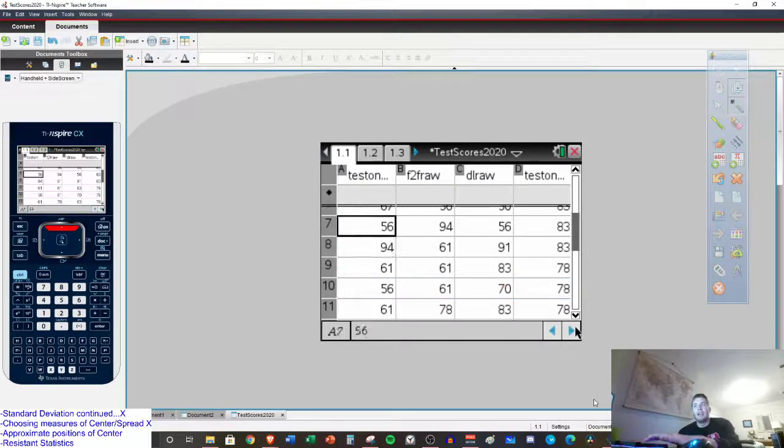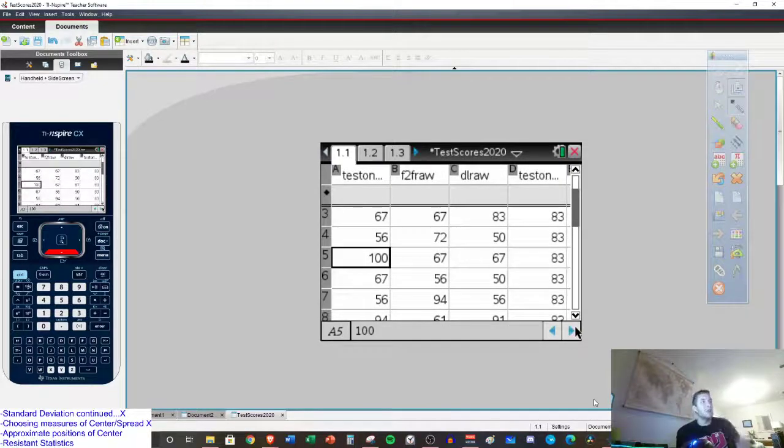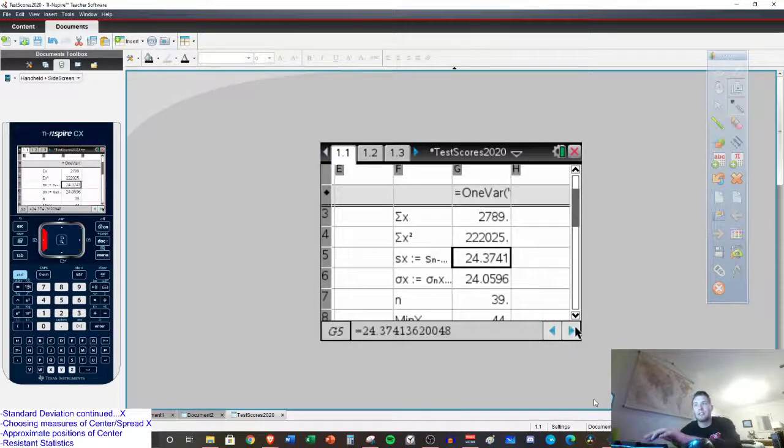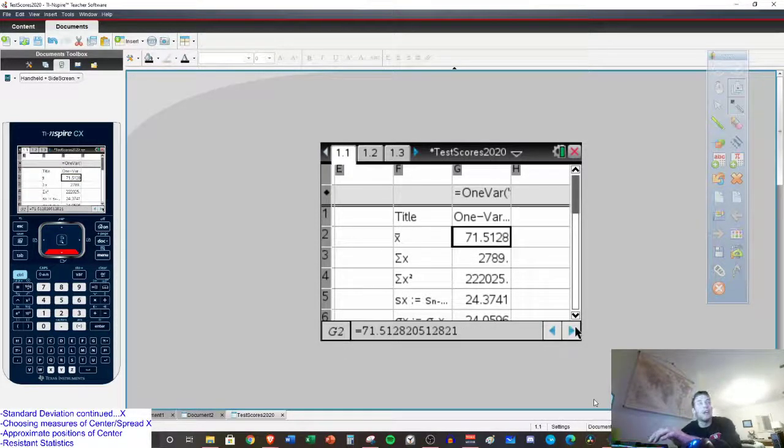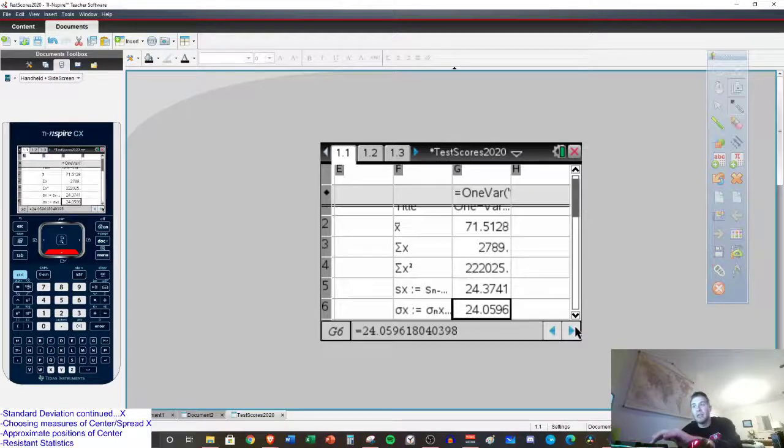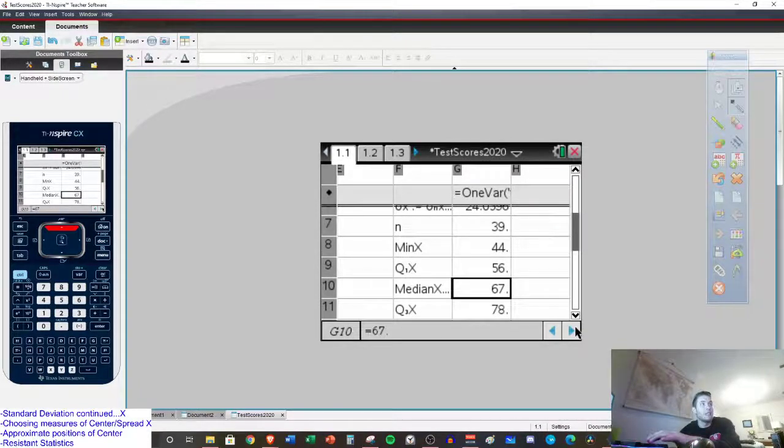Now, to really see this, we need to go super extreme, to values that don't exist. For instance, you can't get over 100 unless you have bonus. But let's pretend somebody got a 200 on the test. Let's see how that affects things. Now you can see the average has changed to 71. What happened to the median? The median stayed the same.